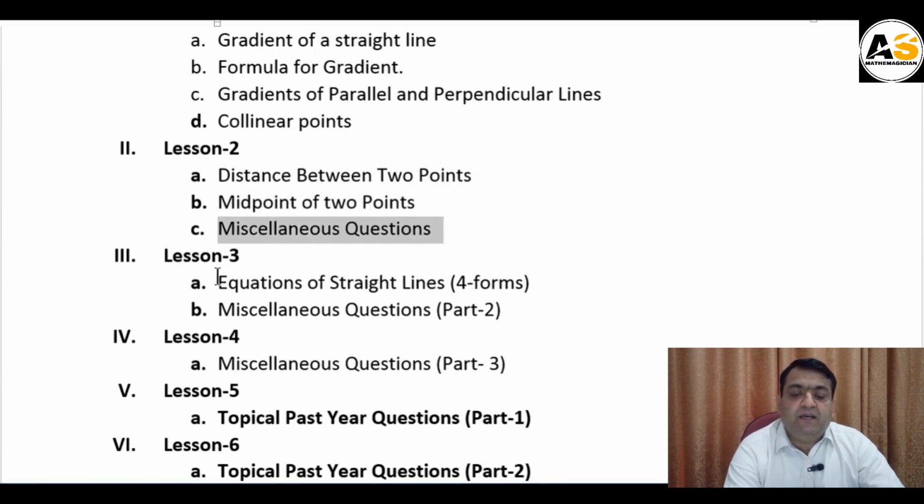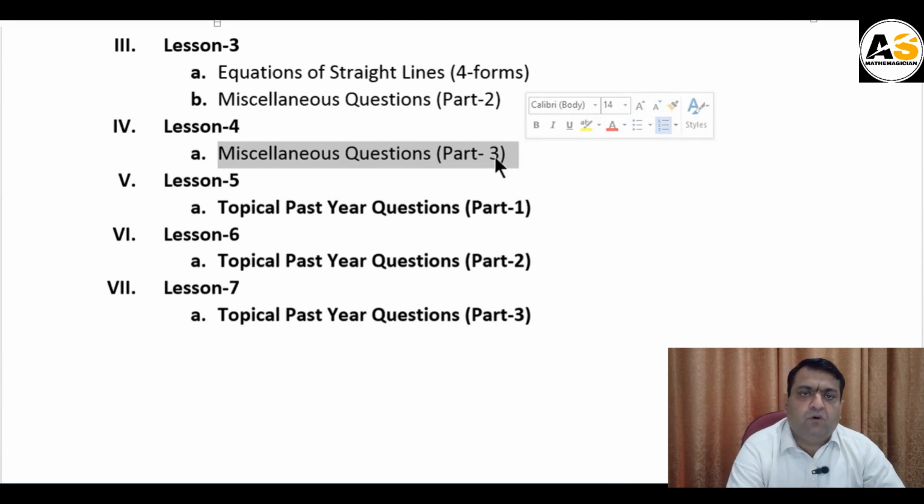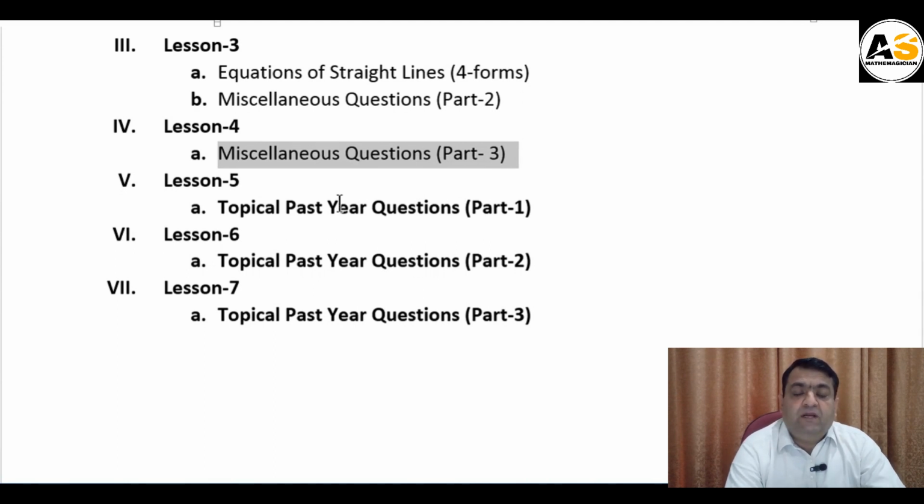In lesson number 3, we discussed 4 different forms of equation of a straight line: gradient intercept form, gradient point form, 2-point form, and general form. And we solved some miscellaneous questions as well. In lesson number 4, it was part 3 of miscellaneous questions, and we solved several miscellaneous questions to have a grip on all the previously discussed concepts. In lesson number 5 and 6, we solved some topical past year questions.